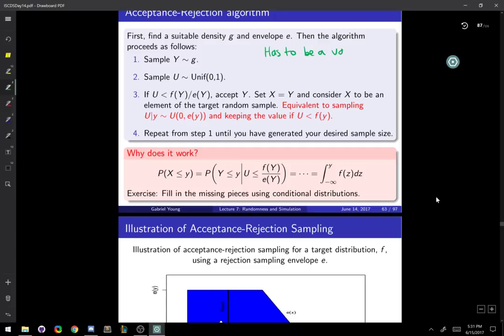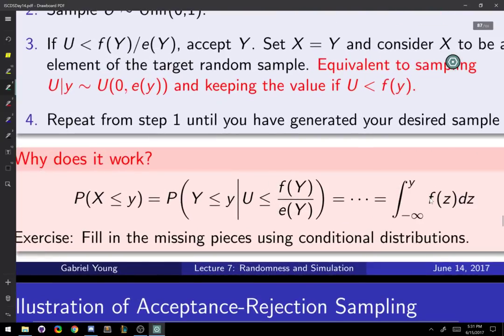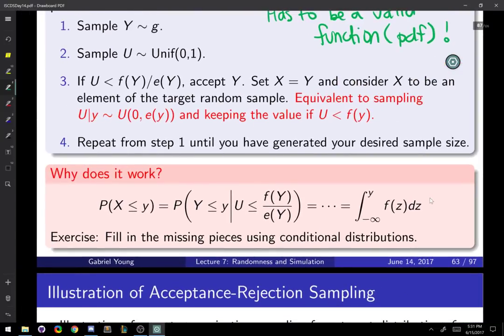See, if f evaluated at Y, that's really subtle. It's the PDF of f evaluated at the sampled Y point divided by the envelope function evaluated at the same sampled Y point. See if that is bigger than that uniform. If that's true, keep that value of y as being one from f. And then just do that until you have the number of samples you want.